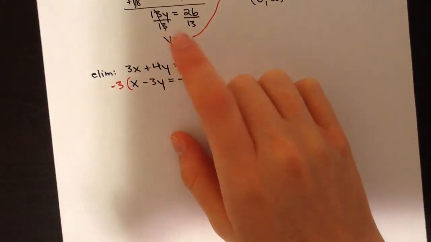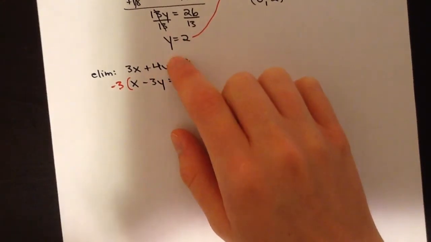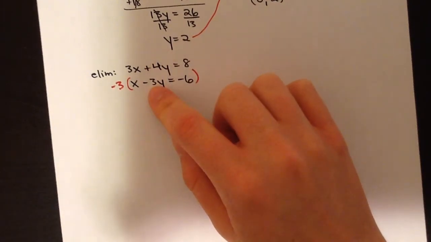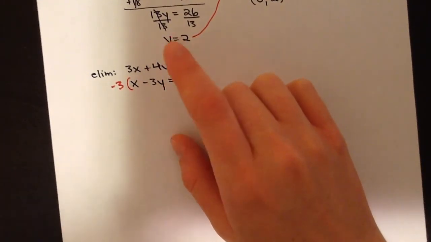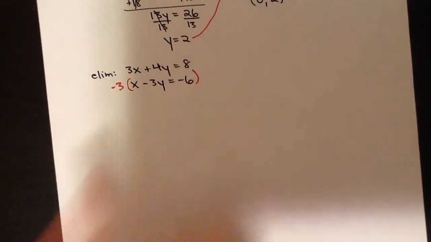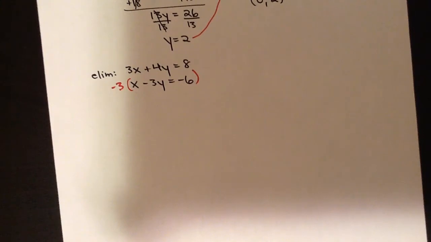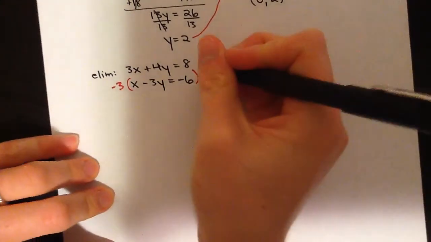I could have also gotten the y's to work, but 4 and 3 aren't multiples of each other, so I would have to get them both to be 12. So I could have multiplied this by 3 to give me a positive 12y, and I could have multiplied this by 4 to give me a negative 12y, then they would have canceled. But this one can be done in one step only, so it's a little bit easier to work with the x's, but again, you absolutely could have worked with the y's.